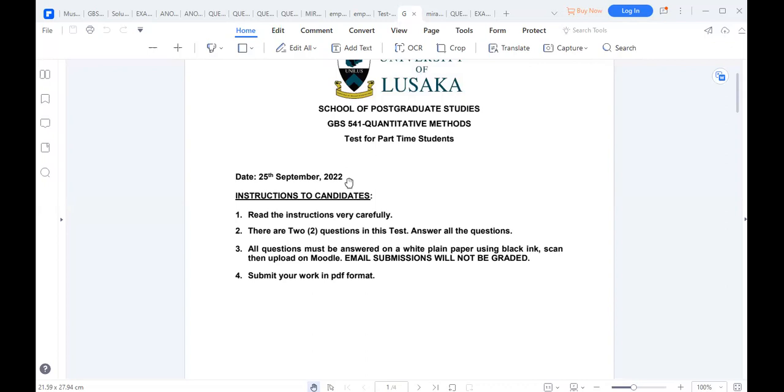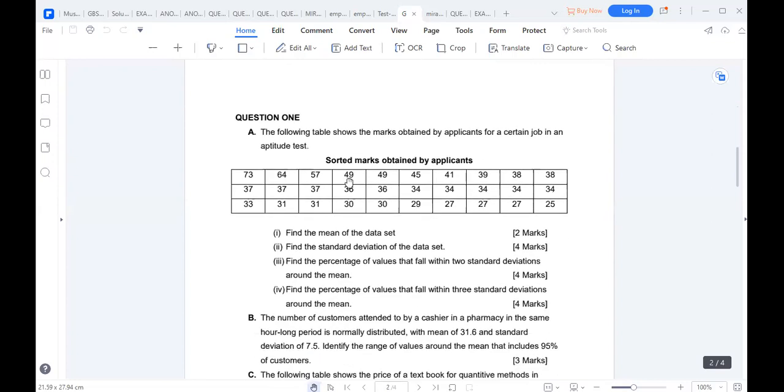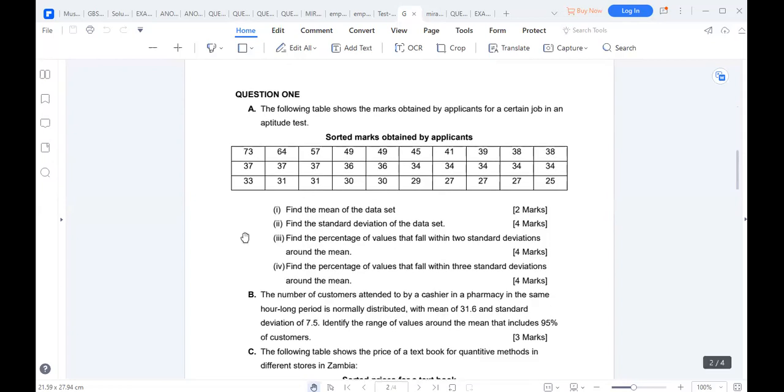Our short session will be based on just 3 papers. To start with, we're going to look at 4 topics. Number 1, we are dealing with what we call descriptive statistics. So we'll be given a table that shows marks that we obtained for applicants for a job. And these are arranged from the smallest to the highest.